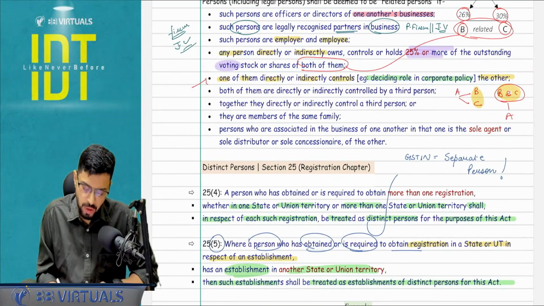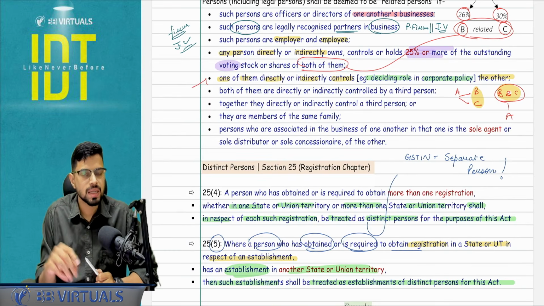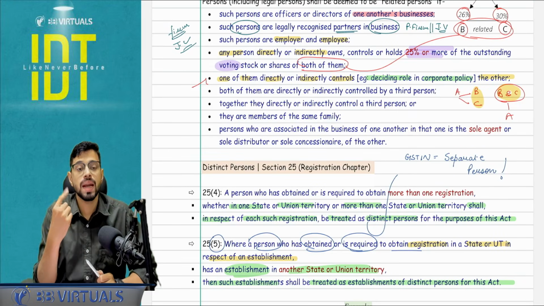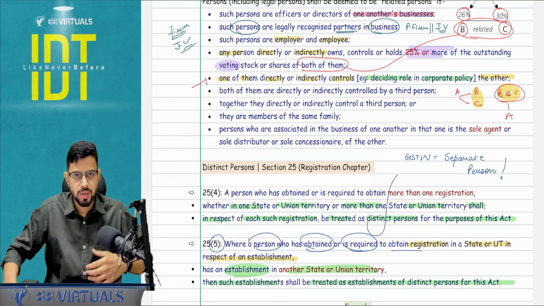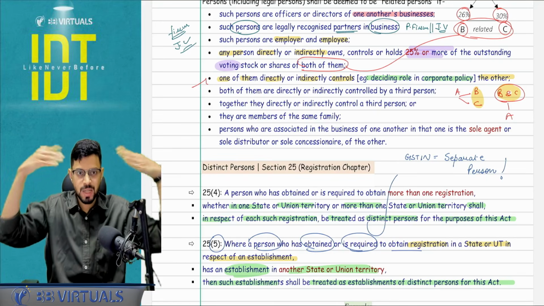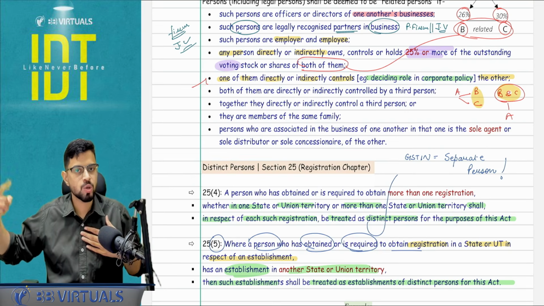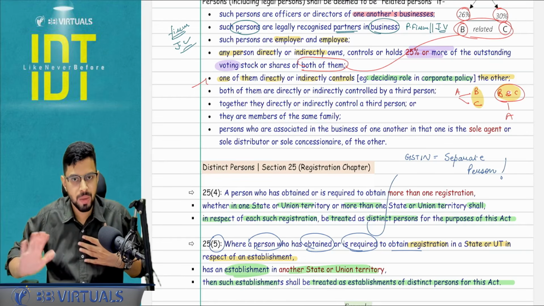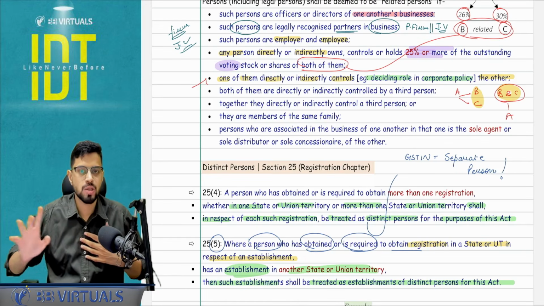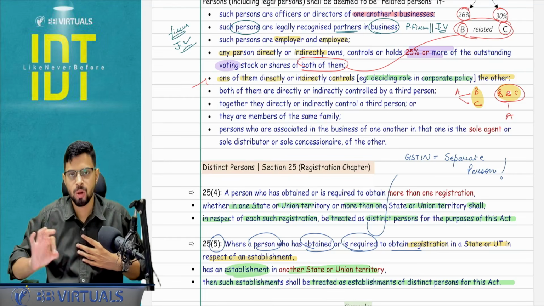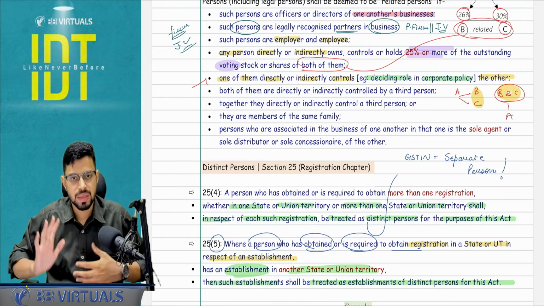Then they can be members of the same family. What do you mean by family, sir? Spouse, children, dependent or independent, does not matter. My parents, grandparents, brother, sister, only if wholly or mainly dependent on me. Sir, what about my spouse's parents? No, sir, they are not covered. They are not a part of the family. And then sole agent, sole distributor, sole concessionaire, basically the sole person acting on my behalf, they are also considered to be your related person.